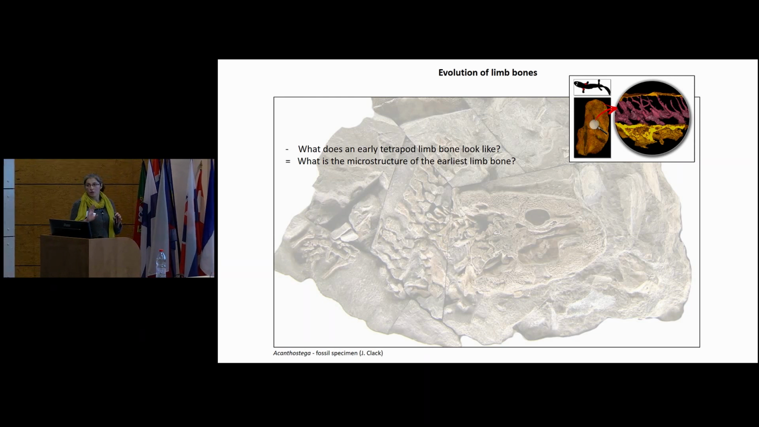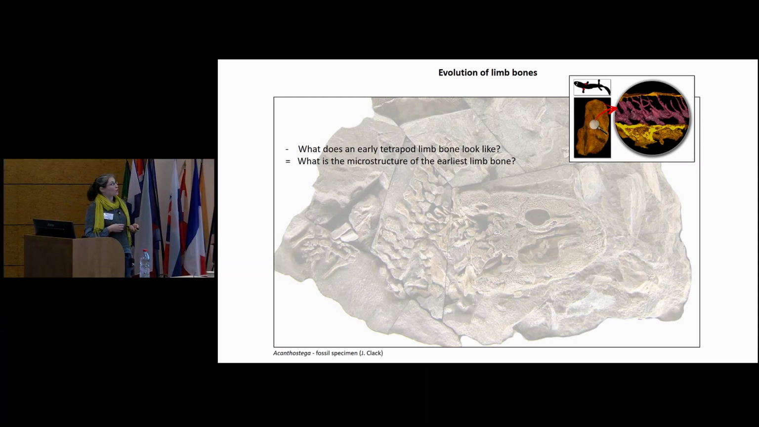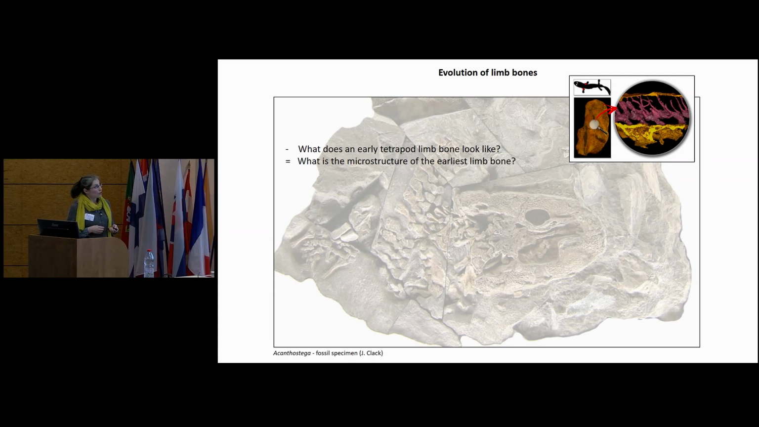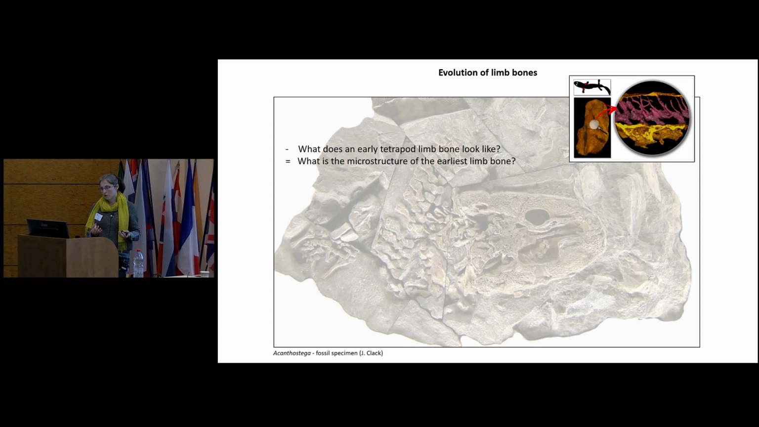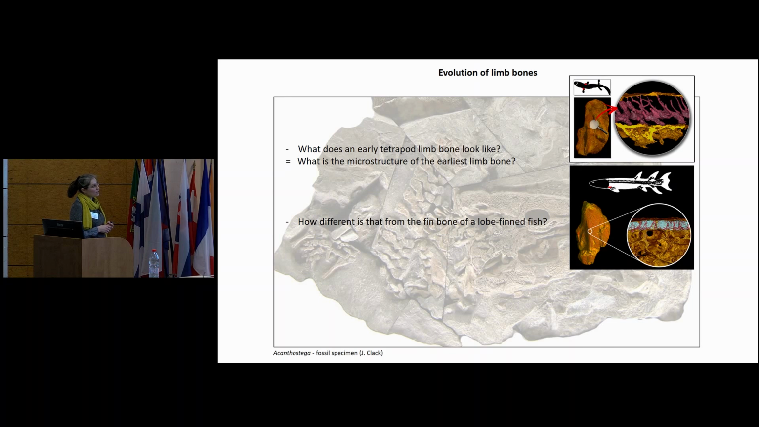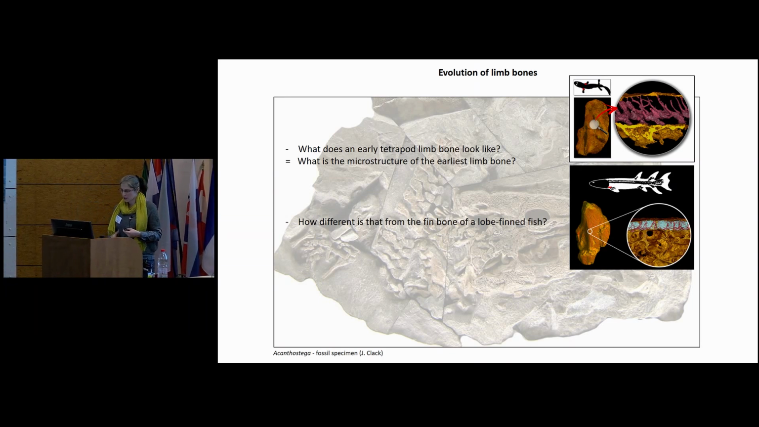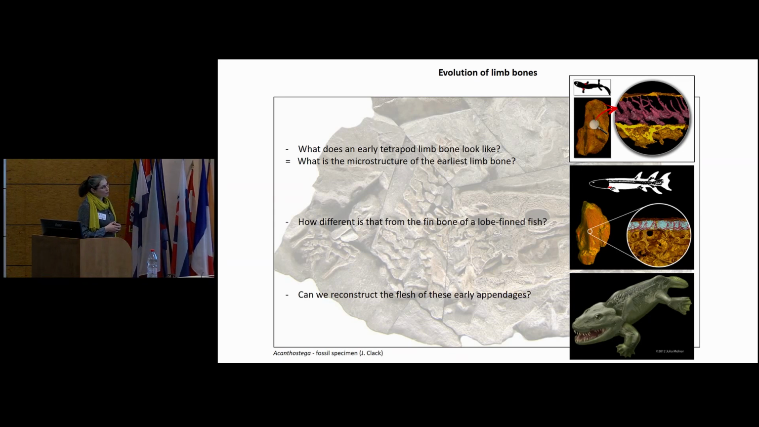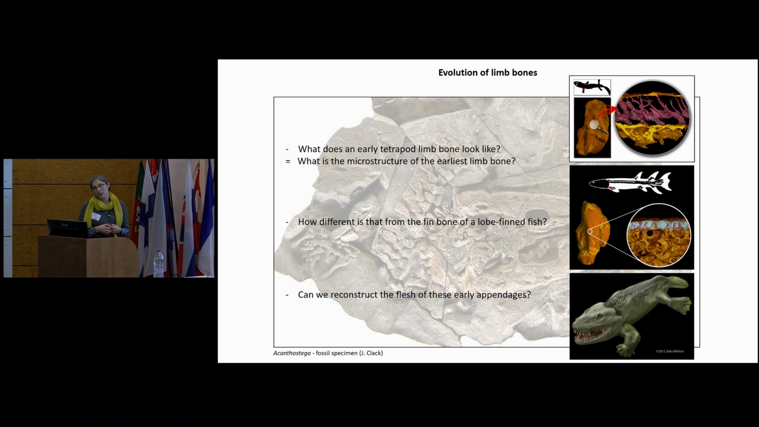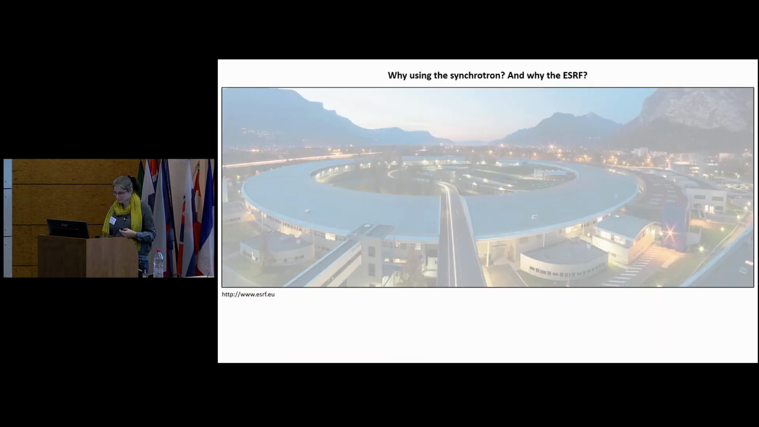So I would like to answer 3 questions with you today. The first one is, what does an early tetrapod limb bone look like? In other words, what is the bone microstructure of the earliest limb bone? The second question is, how different is that from the fin bone of a lobefin fish? And then the last one is, can we reconstruct the flesh of these early appendages? For answering these questions, we will need to use the synchrotron, and especially the synchrotron of ESRF.